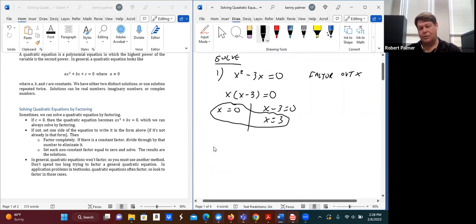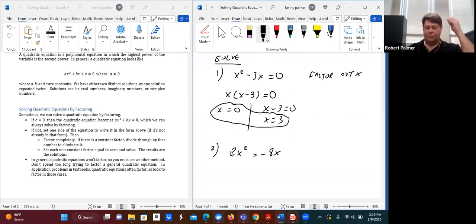Now, number 2, let's do another one. This time, let's say we have 2x squared is equal to negative 8x. Now, in this case, generally with any kind of quadratic equation, in most cases you want to set it equal to 0. So I'll make the right side 0.